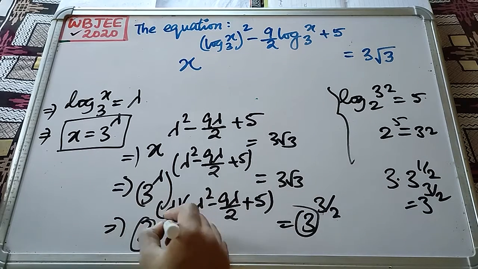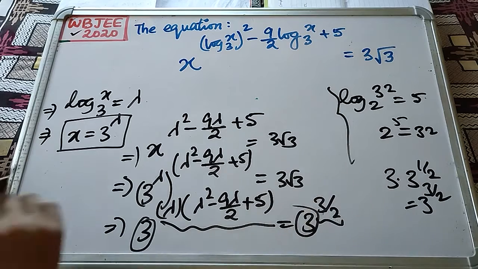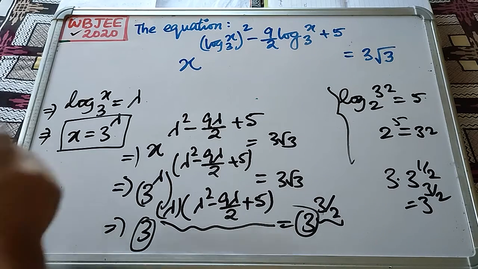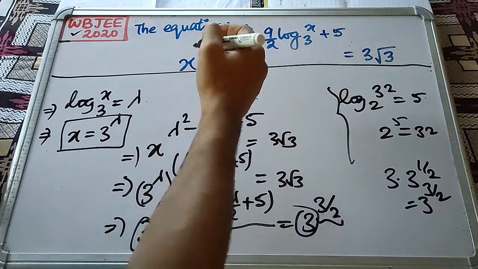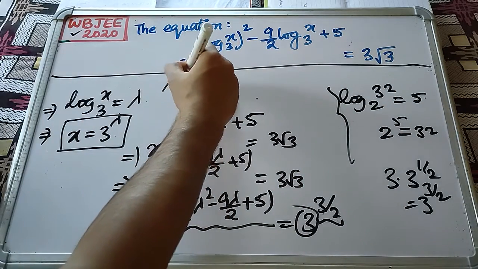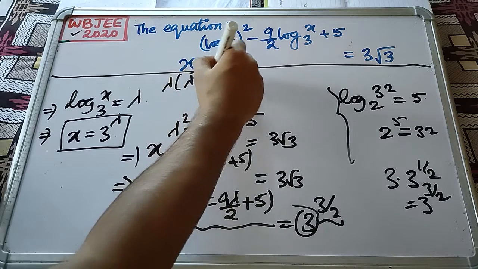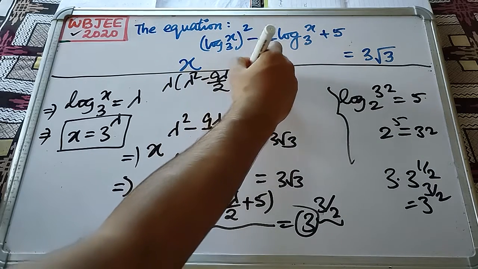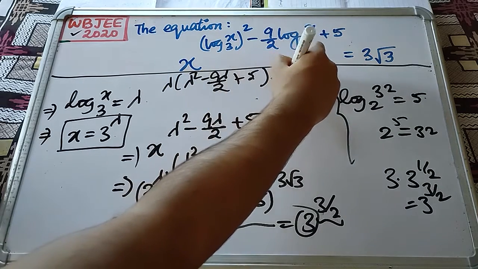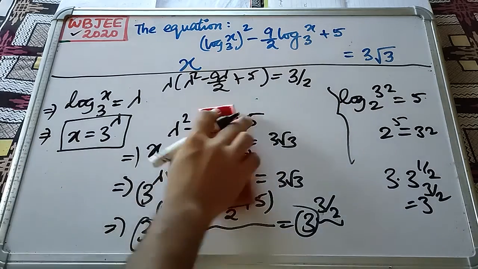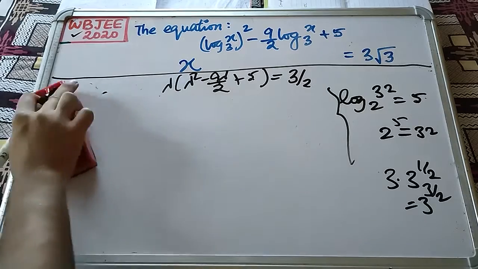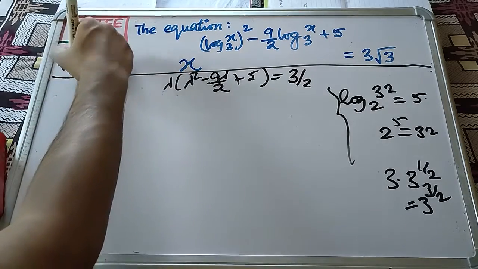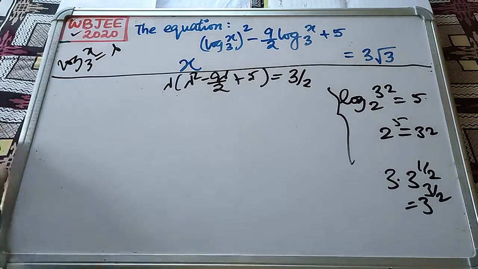Base on both sides is the same, therefore we can equate this part and this part. So now let us equate these two. So this becomes lambda into lambda squared minus 9 lambda by 2 plus 5 equals 3 by 2. Now let me erase this part. And we have considered log x base 3 equals lambda.